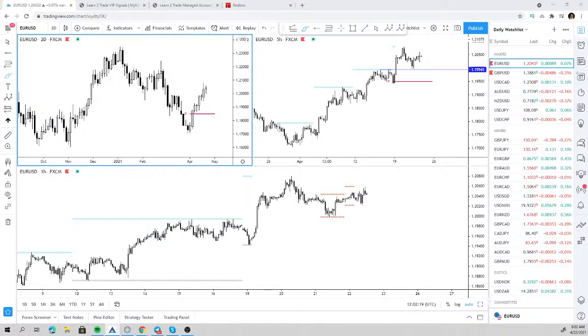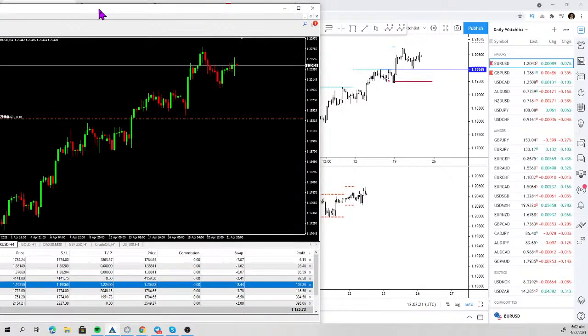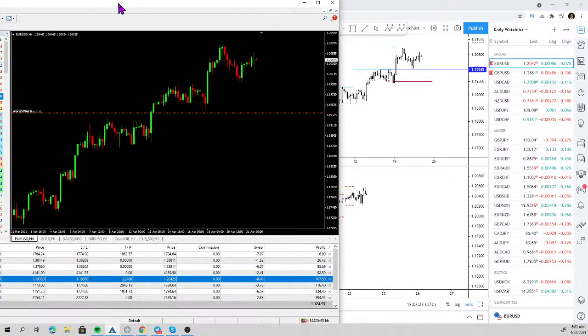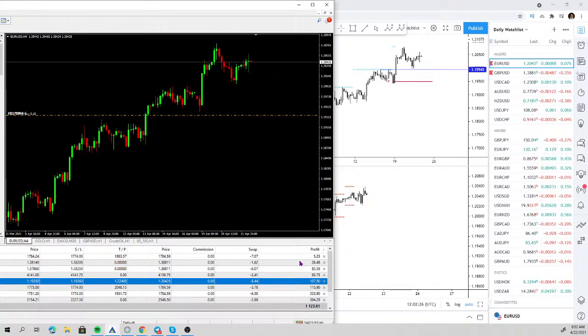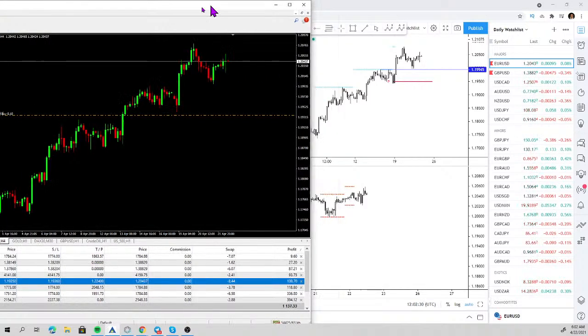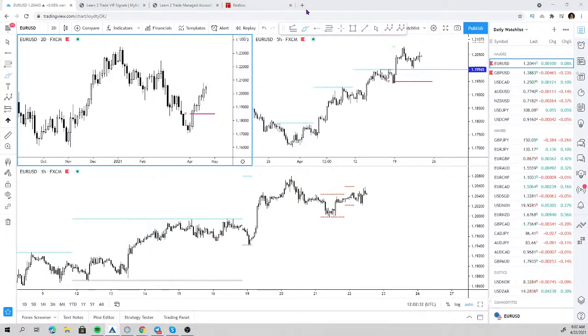Just to show you here. Right now this is actually the managed accounts service. So if you are part of our managed account service, you are profiting on that with me. Right, so let's have a look at what everybody wants.